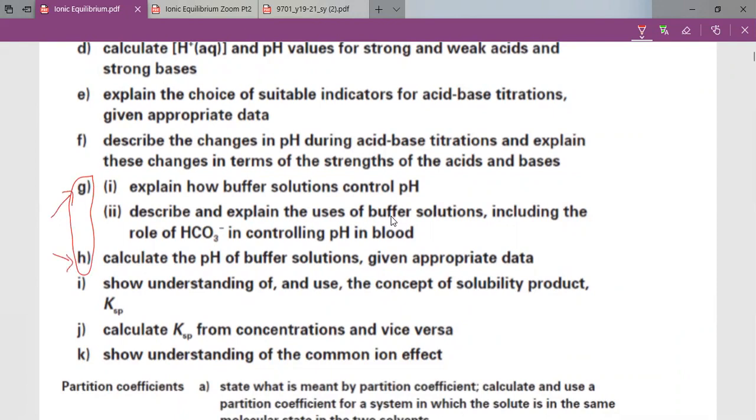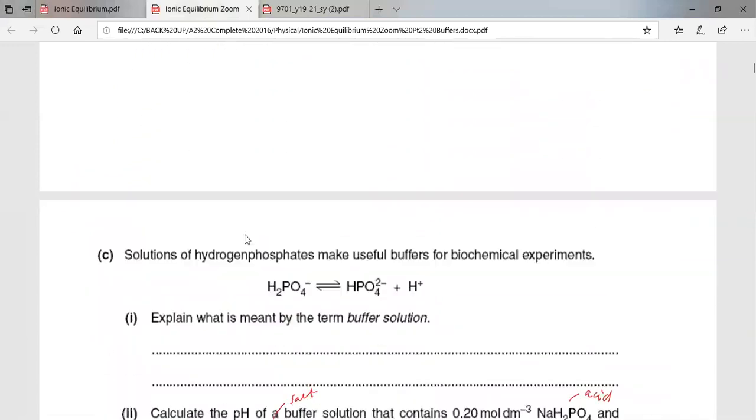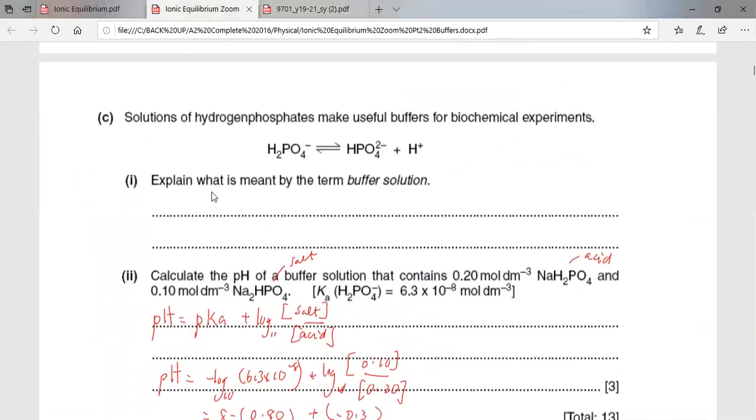So today, first one, I'm going to explain how buffer solutions control pH. Of course, we first ask, what are buffers? Okay, buffers, and you can see, about 10 times they ask what are buffers. Let me show you the question. Explain what is meant by the term buffer solution.